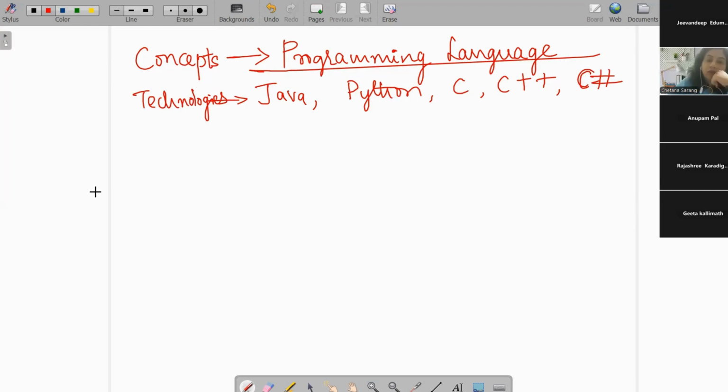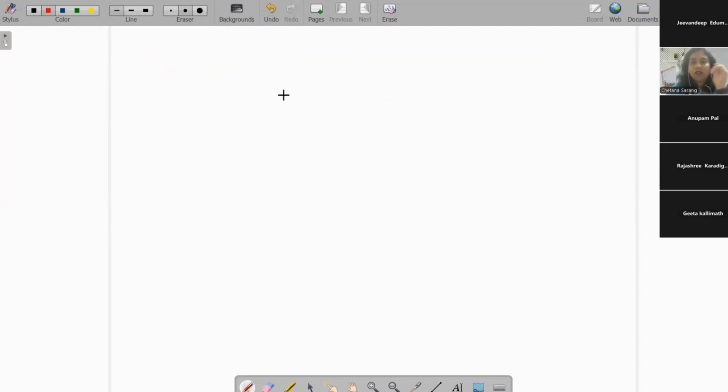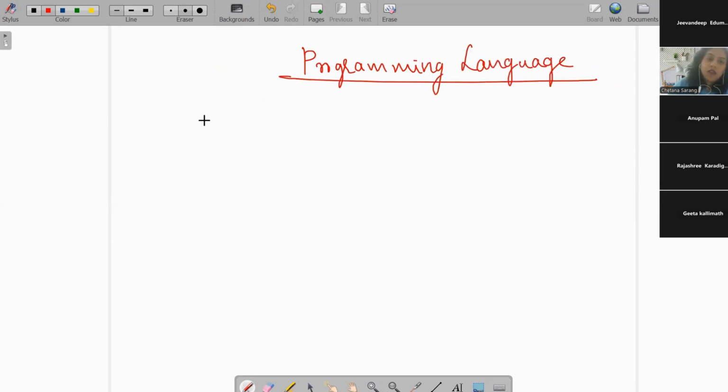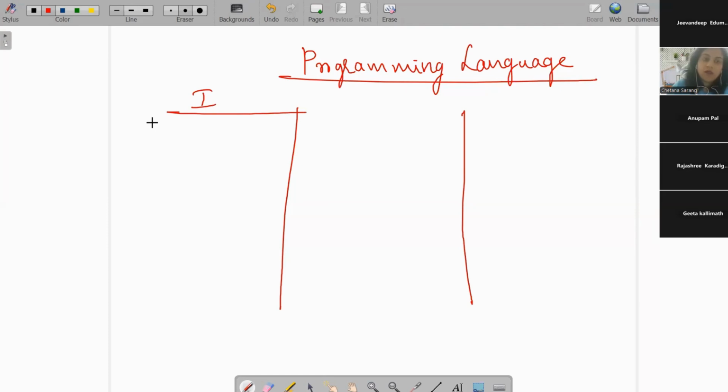So irrespective of the type of programming language, they have something in common, which we will see. I call this the three-dimensional structure of a programming language. Any programming language comes in three dimensions. The first dimension of any programming language is the fundamentals, the basics. They learn variables.